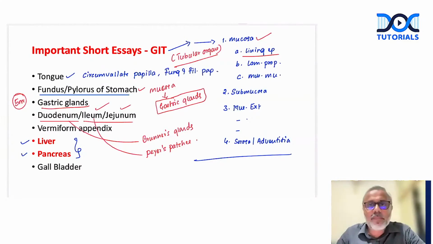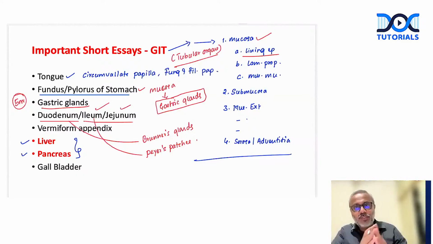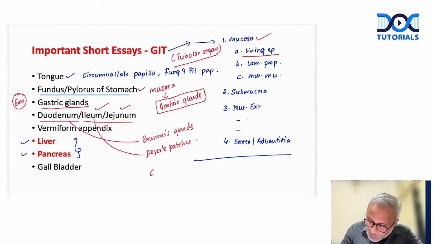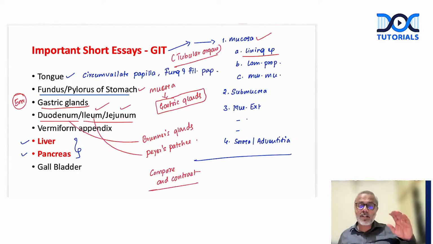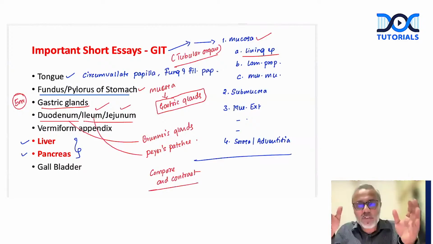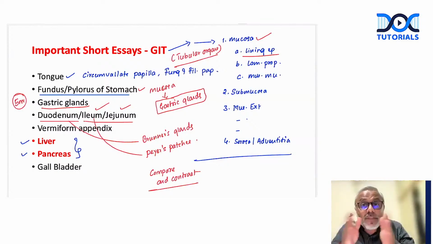Then jejunum. But more important than knowing isolated histology of duodenum, jejunum, and ileum, the question can be compare and contrast. If you remember, we discussed this in the last class also. Whenever they need to ask about the histology of cartilage, bone, blood vessel, muscle, where we have different types, they can just ask: compare and contrast the structure of duodenum, jejunum, and ileum. Compare and contrast the structure of the fundus and pylorus of the stomach. This is how questions can be framed.